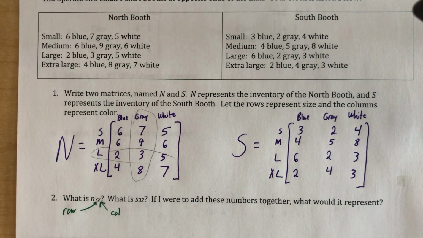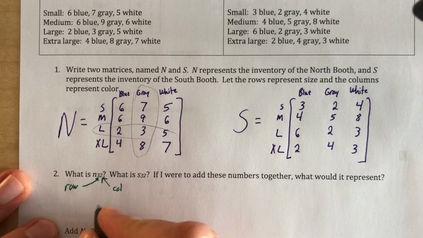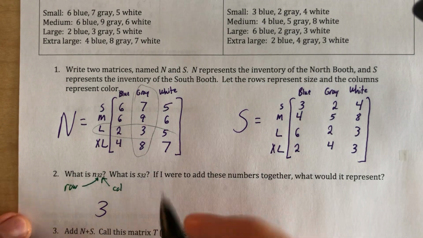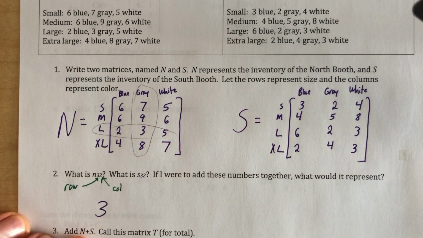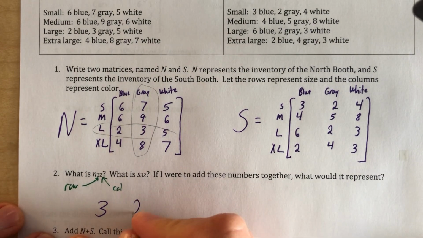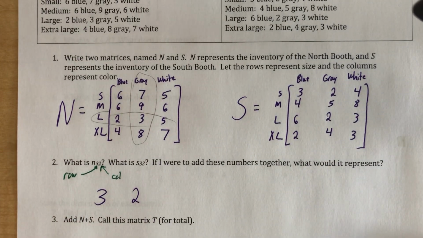All right, that was not that hard. Just got to visualize it. So what is N32? It's 3. And I would love to write down all kinds of stuff, but I'm not. S32, same thing. So third row, second column, and that's 2. I'm not writing down extra stuff like this represents this and this represents that, because I'm going to finish reading this and we'll talk about it.